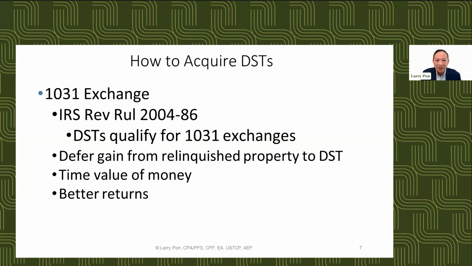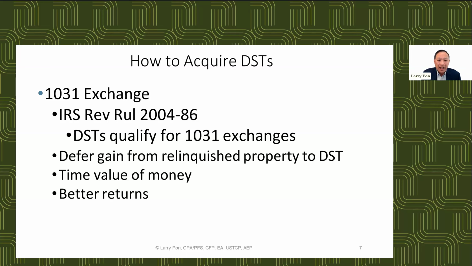We have many investors who had their rental real estate for decades. It's fully depreciated. They're now in their 80s. Do they really want to continue to operate or manage a piece of property? Can they find a property with the appropriate economics? So instead of doing a 1031 exchange to a single family home or apartment complex or whatever, you can do a 1031 exchange into a DST.